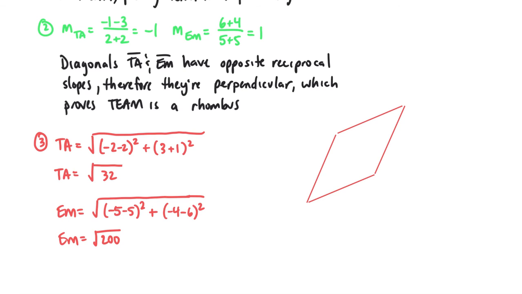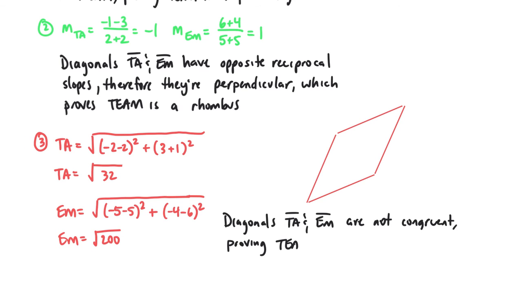Okay, so I showed that they're not the same length. If this was a square, then it would have the property of a rectangle that the diagonals are congruent. So since the diagonals aren't congruent, that proves it's not a square. So diagonals TA and EM are not congruent, proving TEAM is not a square.